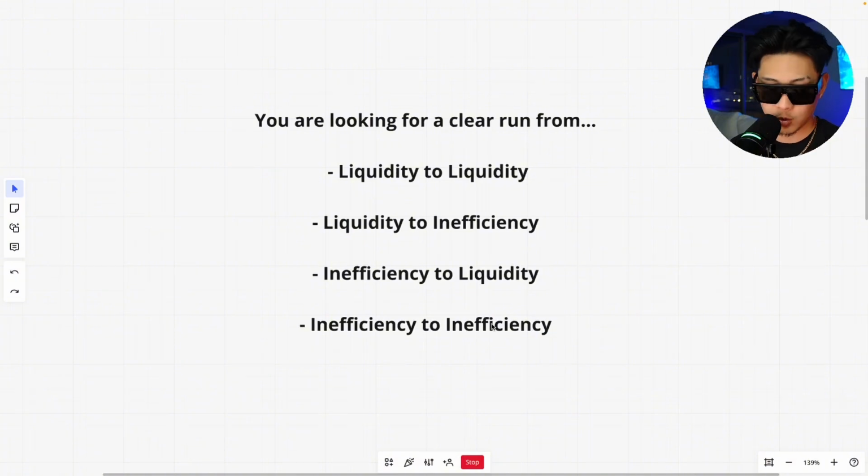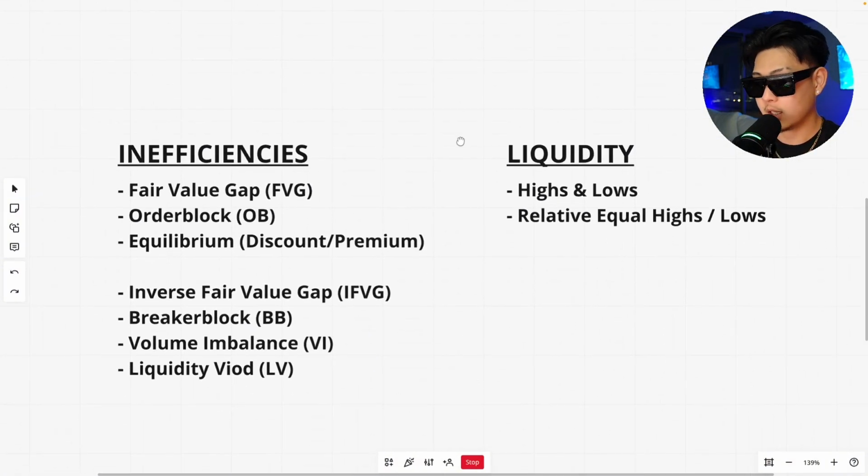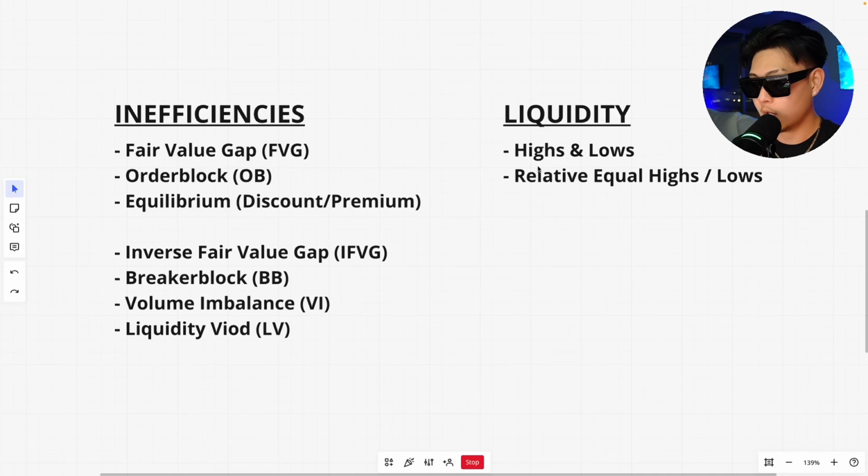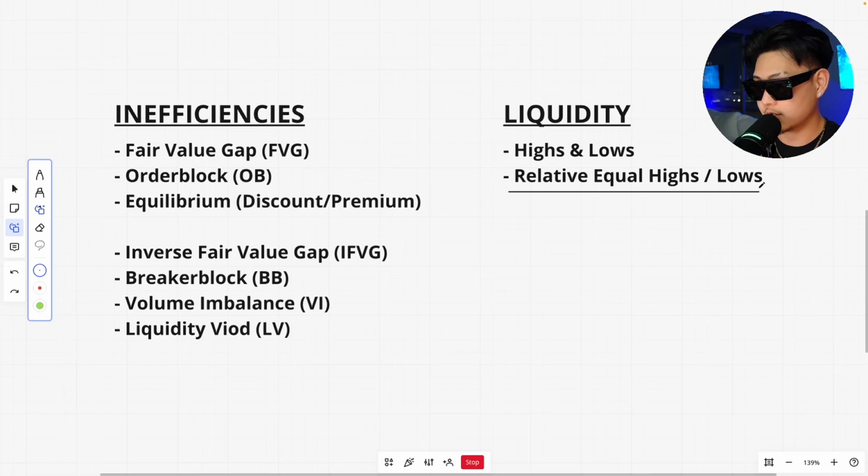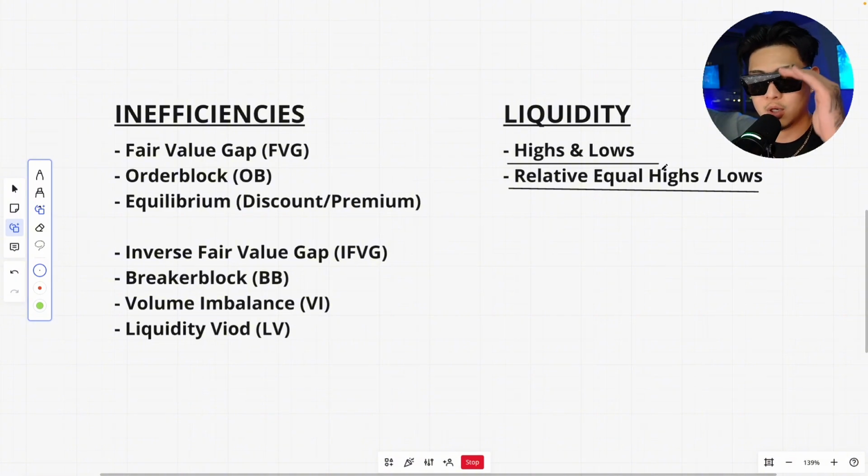So what is liquidity, right? Liquidity is simply highs and lows. So either old highs, old lows, swing highs, swing lows, open high, low close, that can all be liquidity as well. And you also have relative equal highs and relative equal lows. So bunches of lows that are bundled up at relatively the same level. Stops are going to be resting above this level. So price is going to want to seek those levels in order to stop out profitable positions or grab liquidity for their own positions. So that is liquidity.